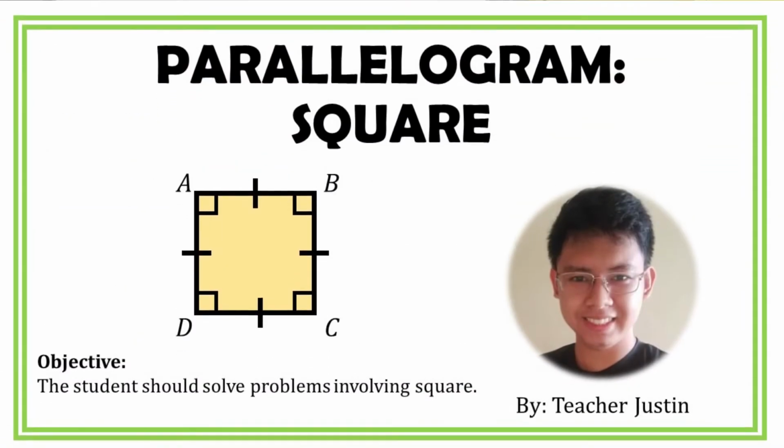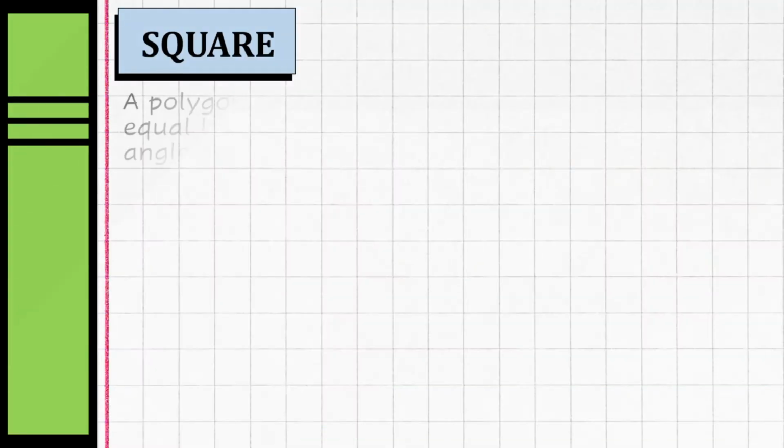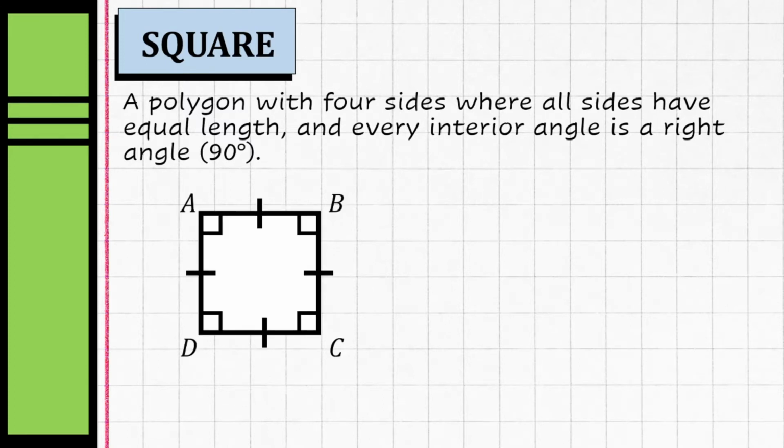On today's topic, we're going to talk about squares and their properties. Let's define what a square is. A square is a polygon with 4 sides where all sides have equal length and every interior angle is a right angle. So this is an example of a square.